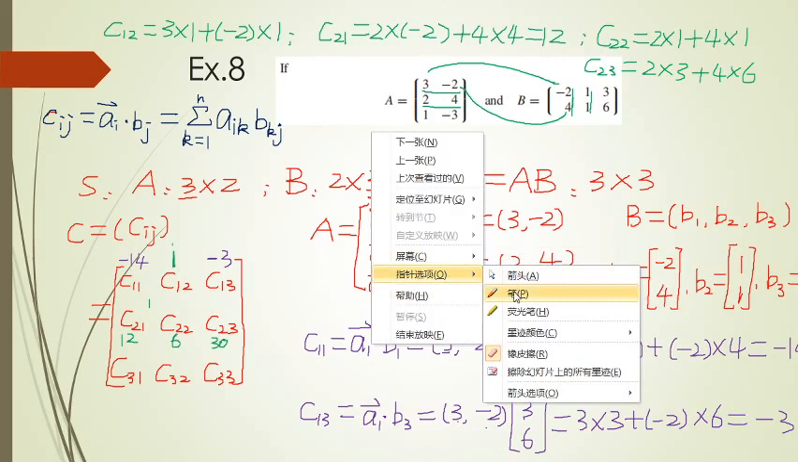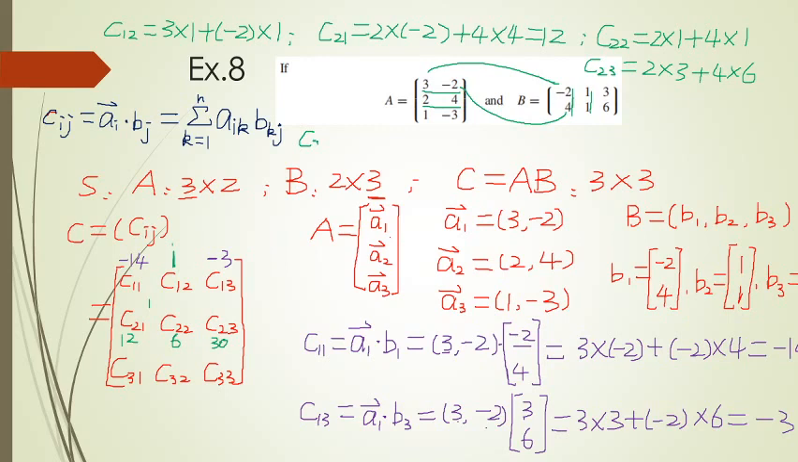C31, which means the third row in A times the first column in B. So 1 times minus 2. It's very hard. If you didn't understand, then try to follow it. Matrix multiplication is not easy. So 1 times minus 2 plus minus 3 times 4, which is minus 14.